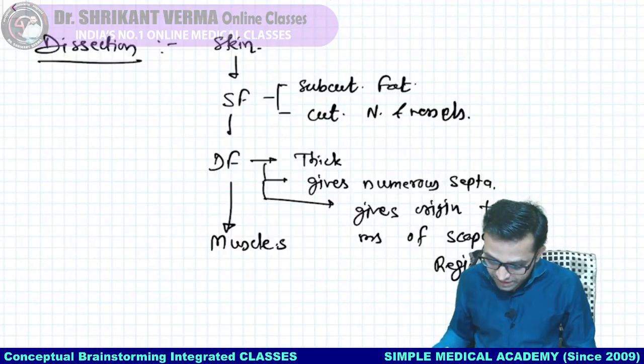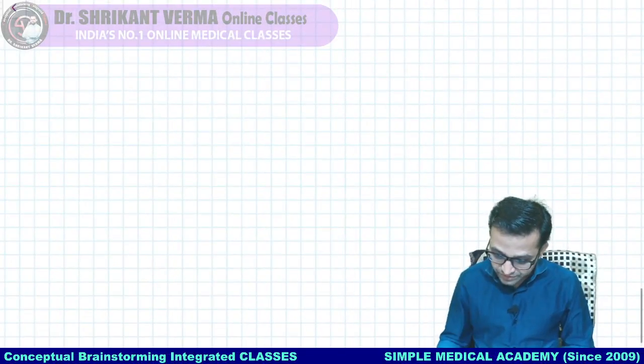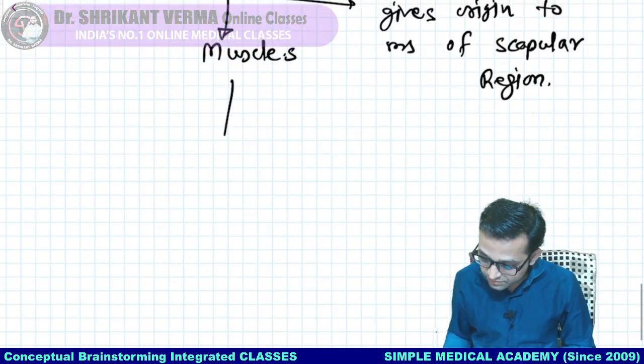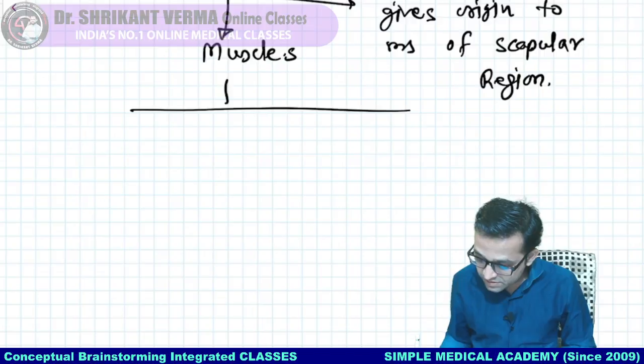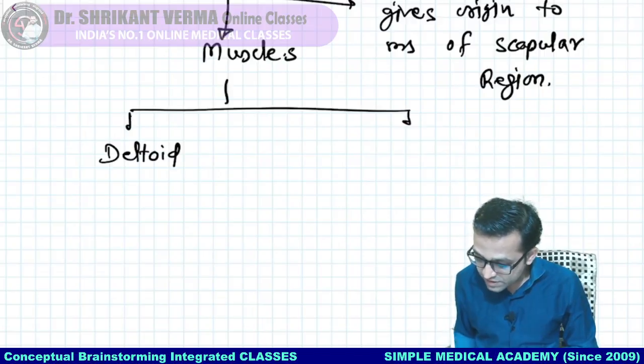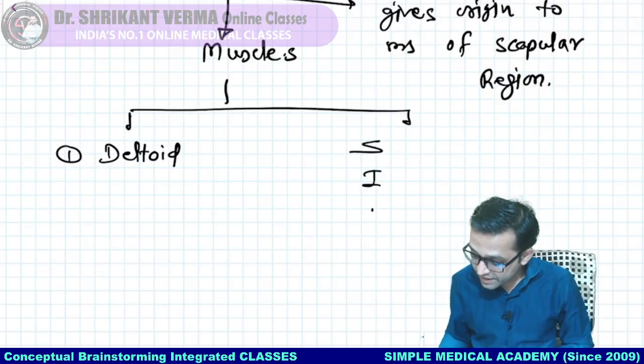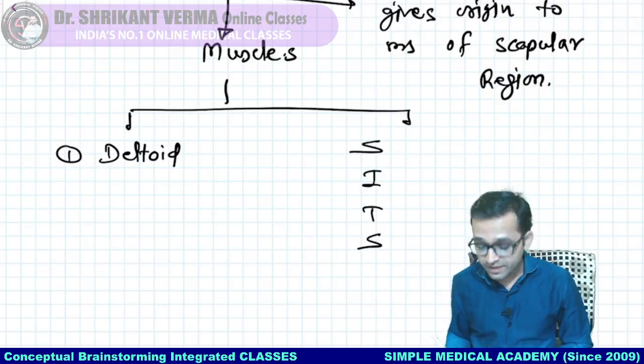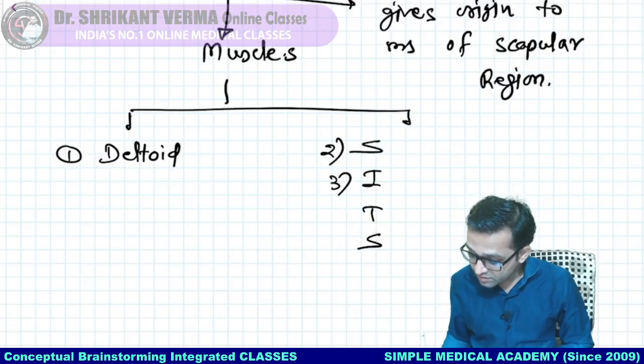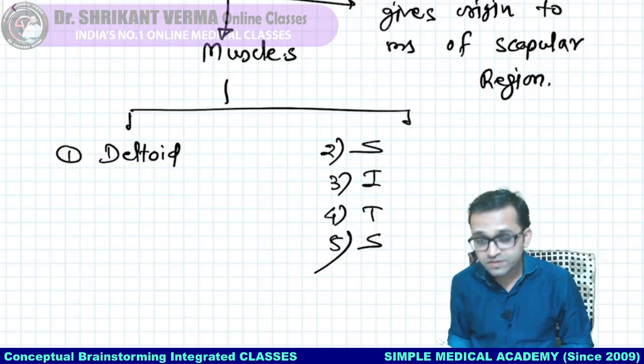Now try to understand what you have to remember. What are the different muscles? One triangular muscle, that is our delta shaped muscle, that's why you say deltoid. The other muscles you can remember with the trick SITS: second muscle, third muscle, fourth muscle, and the fifth muscle.